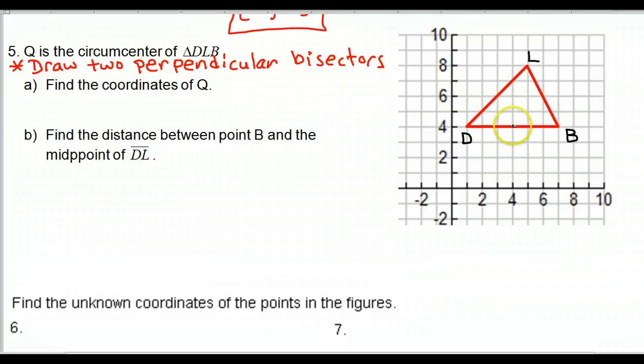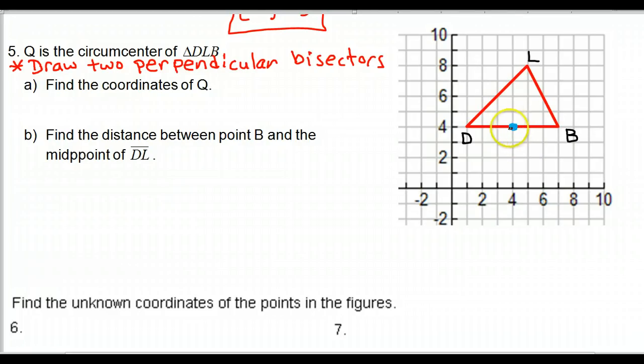Bisectors. If something is a bisector, it hits the midpoint. So the easiest perpendicular bisector will be made using this horizontal line. So definitely choose that as one of your 2 perpendicular bisectors. Please understand that there are 3 perpendicular bisectors that we could do. There's a perpendicular bisector for every side of this triangle. But they should all meet at the same spot, so we only need 2.